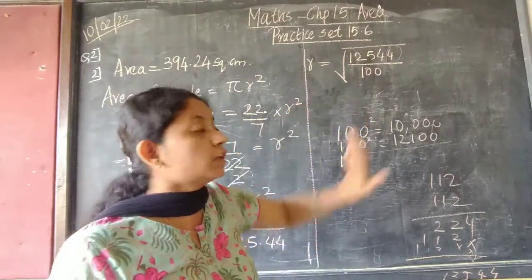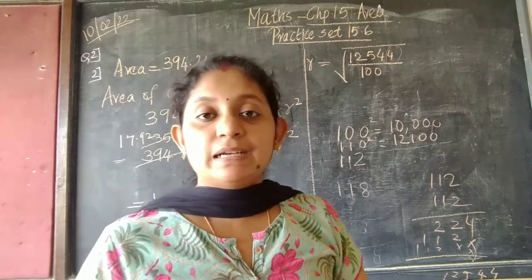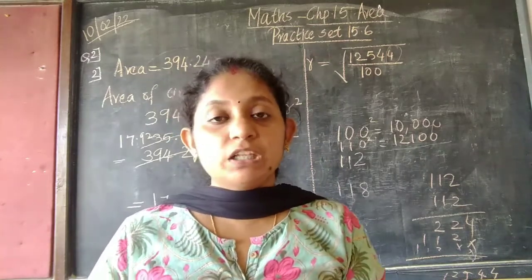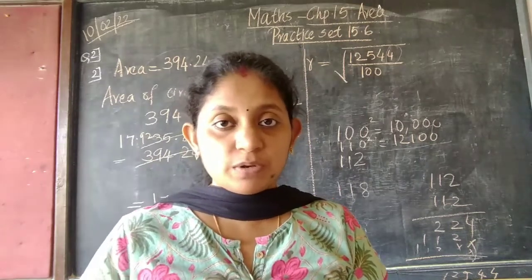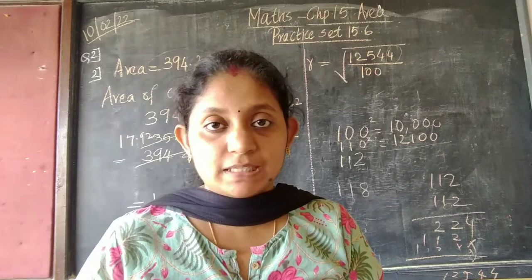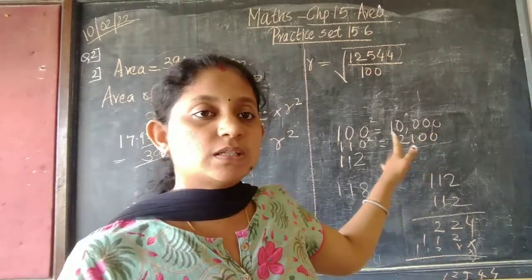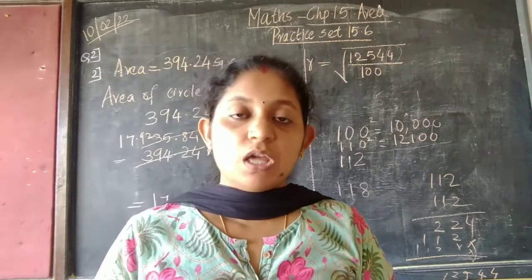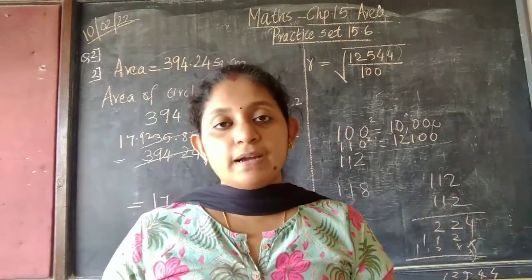First we saw 12,544. Now, for 12,544, at least till 100 you all know the squares: 10, 20, 30, 40, 50 till 100. With multiplication at least you will know. So you know 100 square reaches 10,000 maximum. That means from 1 to 100, none of the numbers' squares is 12,544. Now what is the next option? It will be for sure more than 100.